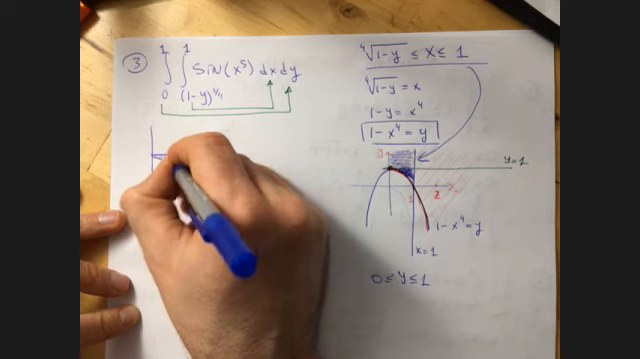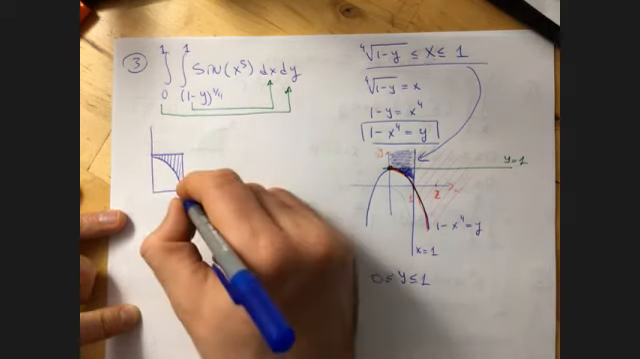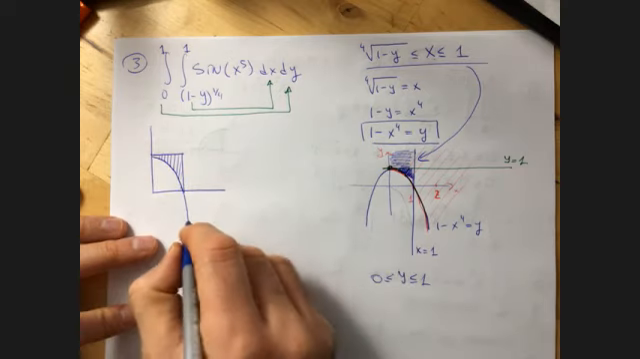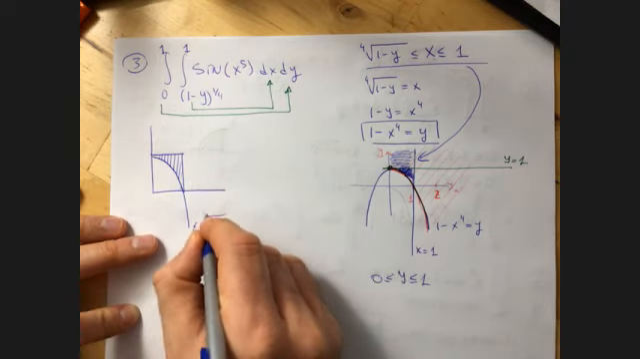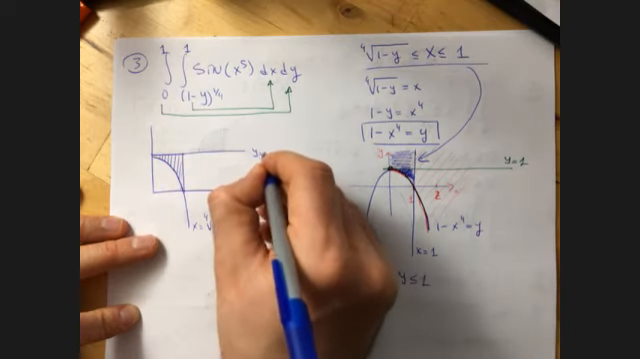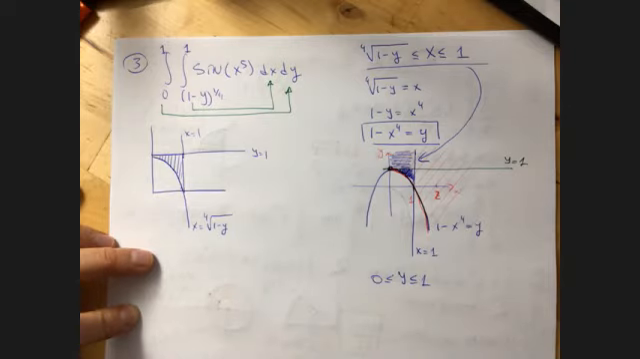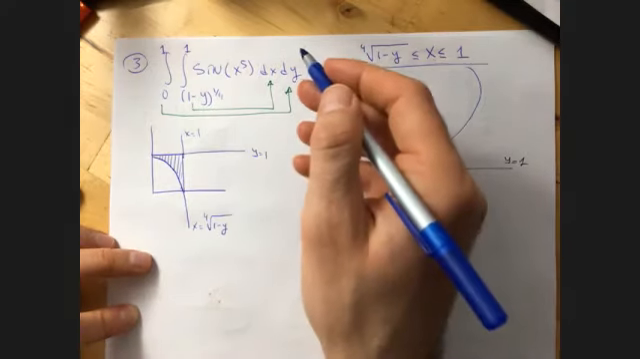This is where we integrate. Okay, that's what we were talking about. This is the function x is equal to the 4th root of 1 minus y. This is the line y is equal to 1. This is the line x is equal to 1. So now I want to change the order of integration.